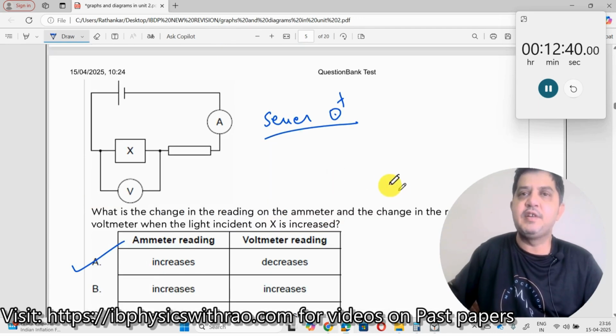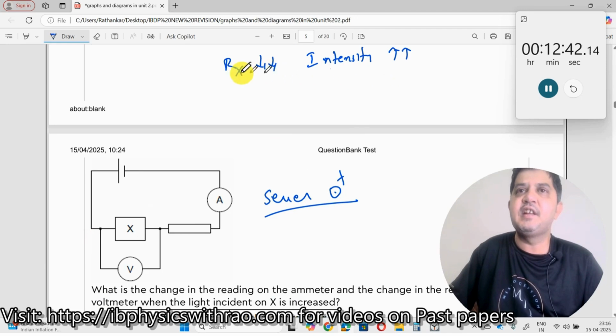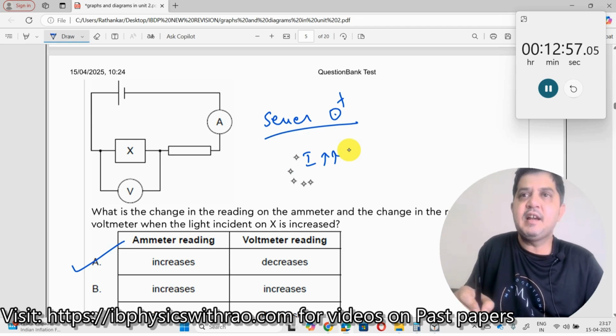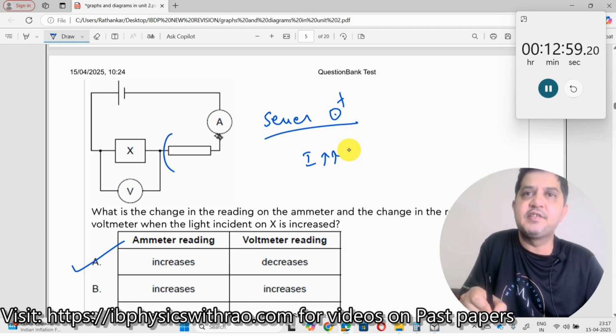So what's happening over here? When the intensity of light is increasing, Rx will reduce. When Rx reduces, the resistance of the total circuit reduces. When the resistance of the total circuit reduces, the current will increase, right? When current is increasing, the drop across this, I times R, also increases.